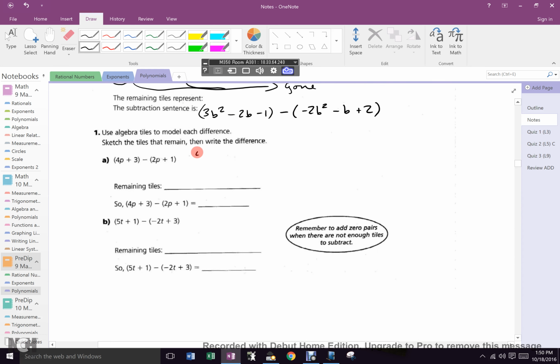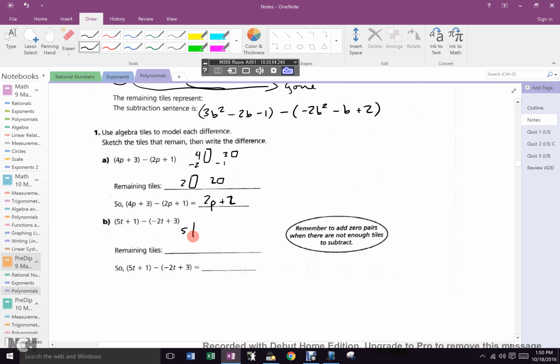I've got 4 big bars shaded, and 3 unshaded little guys. What must I remove? I have to take away 2 big bars. So this guy's losing 2, leaving me with 2 bars, yes? This guy's losing what? 1, leaving me with 1 little guy. So what's the answer? 2p plus 1. I'm sorry, plus 2. Everybody good? 3 minus 1. All right, now look at the next one.